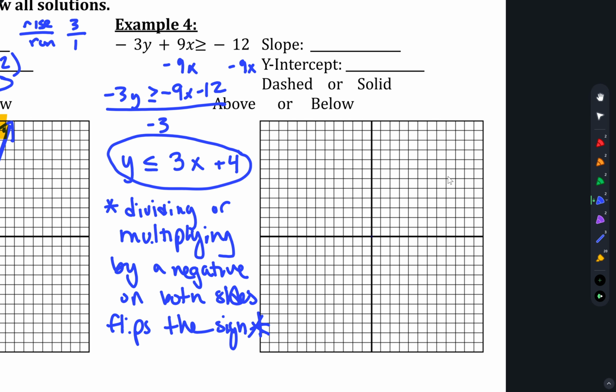Slope? What's the slope? What's the y-intercept? Is our line going to be dashed or solid? Let's go ahead and graph that first. I'm going to start with my y-intercept at 4.